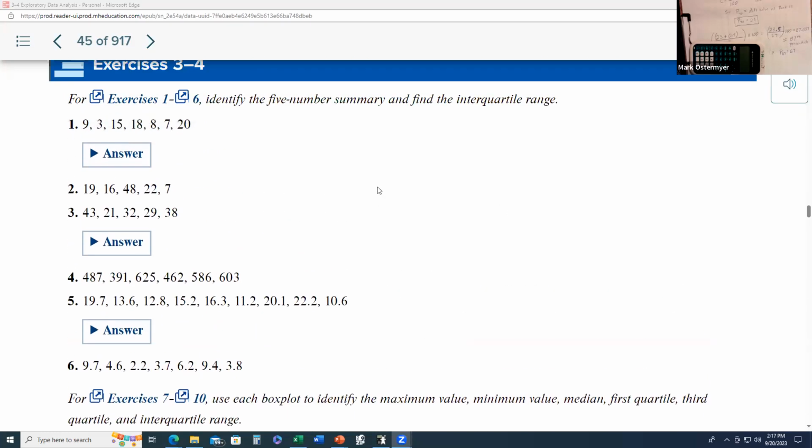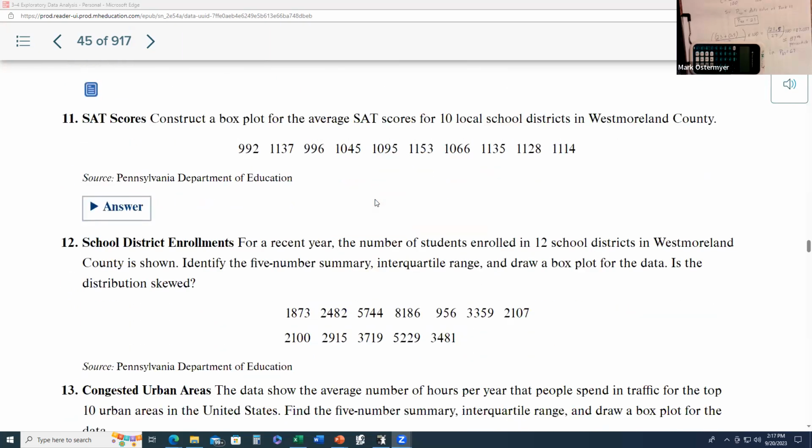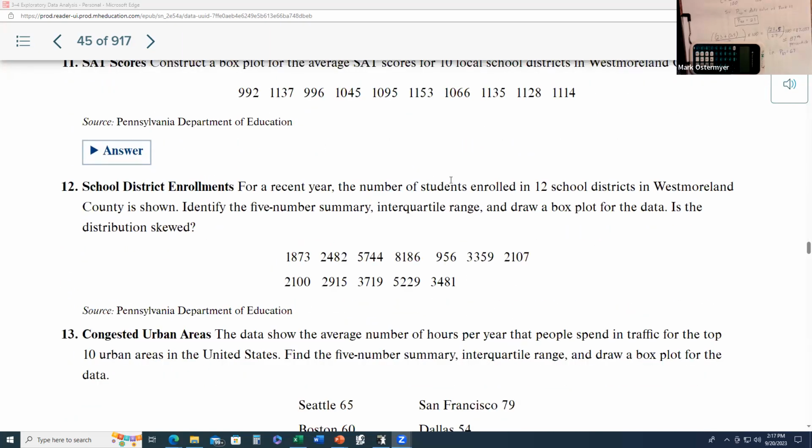Here's what I want you to do here. All right, ladies and gentlemen, I want you to build a box plot for data set number 12. This is the last one. We'll call this the last classwork, okay? Use your calculator to speed this up. Put the data into a list and build the box plot. Go ahead and do that. Last classwork.